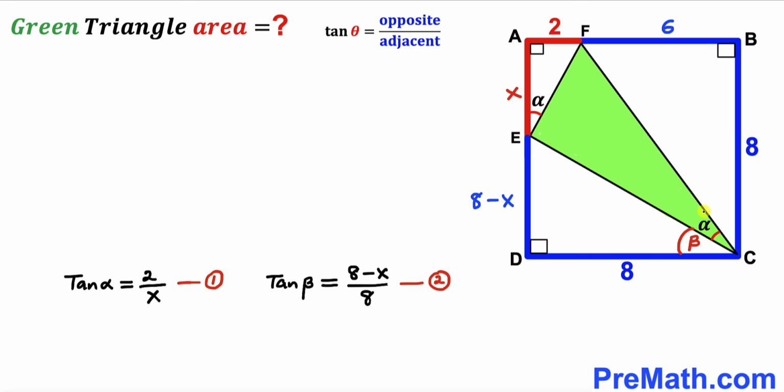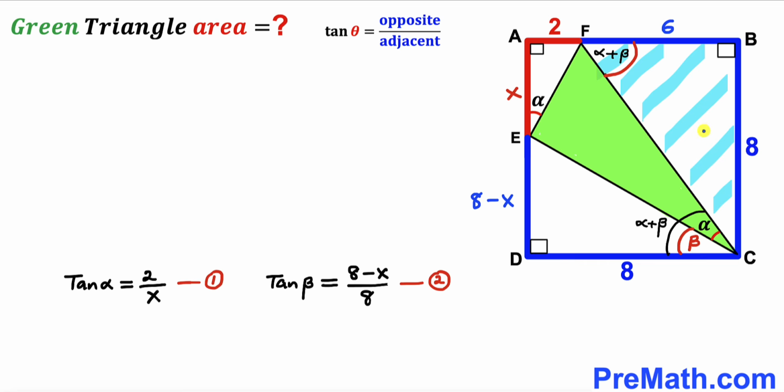Now let's make an observation. We can see this whole angle is going to be the sum of these two individual angles alpha and beta. So this angle has got to be alpha plus beta. Let's make another observation. We can see that this angle and this angle are congruent since they are alternate angles. So this angle has got to be alpha plus beta.